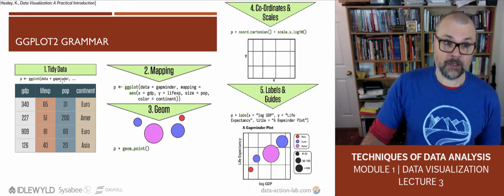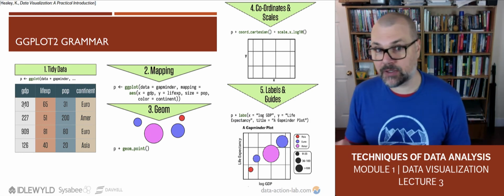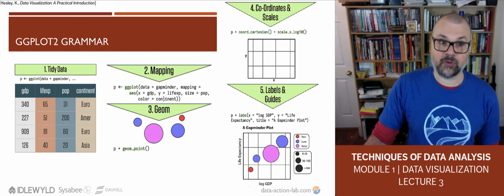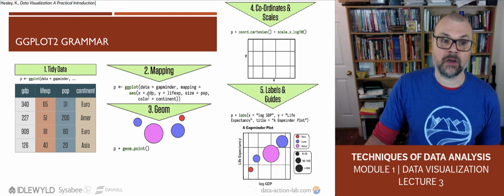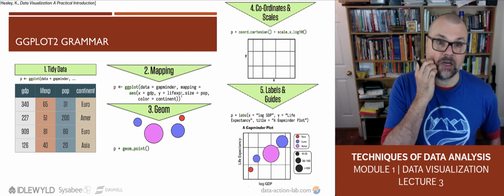Right? So here, the result of this should be that there's 4 bubbles, one for each of the observations. And its X and Y locations are given by the X and Y variables that you've selected, in this case, GDP and life expectancy. The size is given by the population and the color by the continental membership.